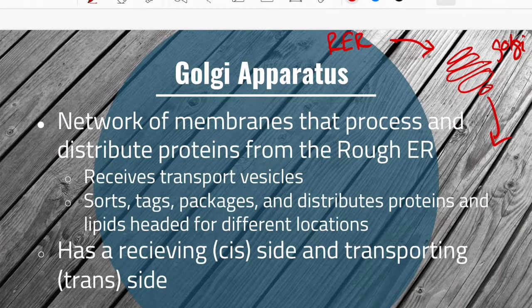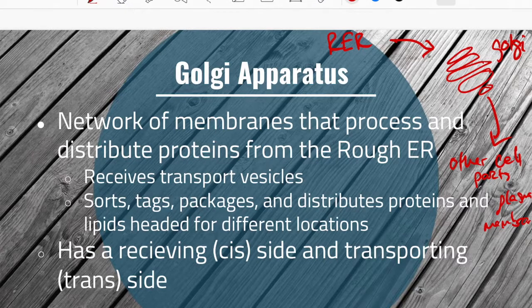So it might go to other parts of the cell. It might go to the plasma membrane. But it's receiving and it's shipping. A common way of explaining it is it's like the UPS of your cell. It brings those vesicles in, it packages, it ships, and then it sends them back out.